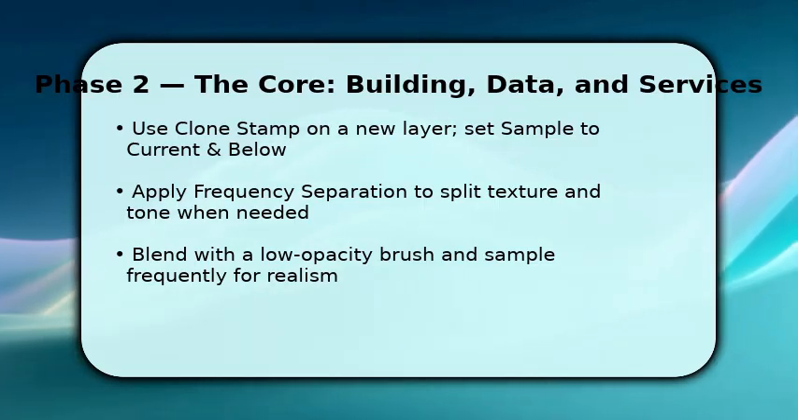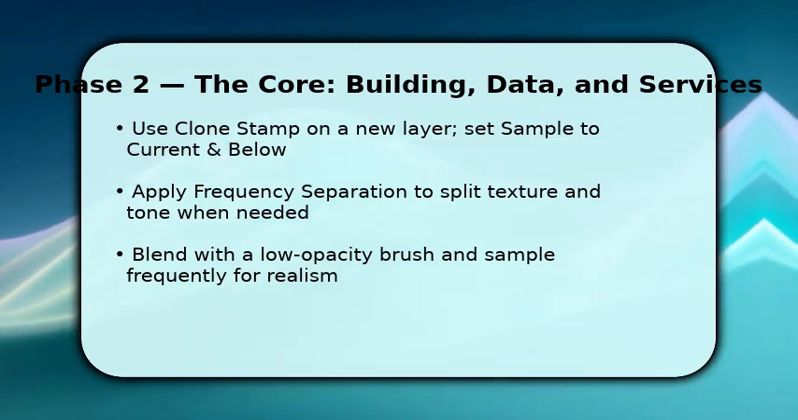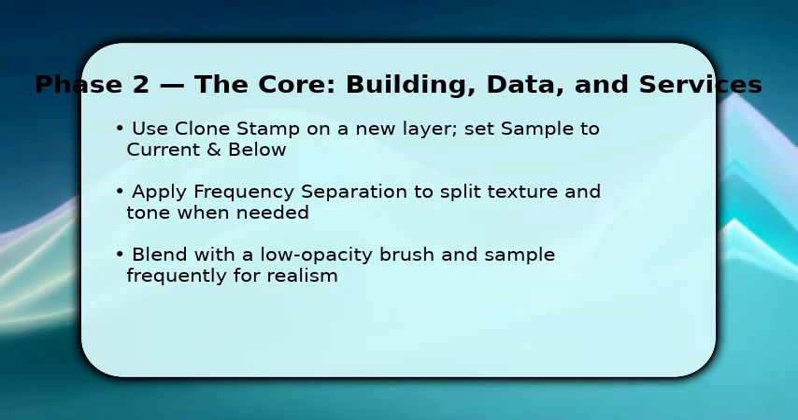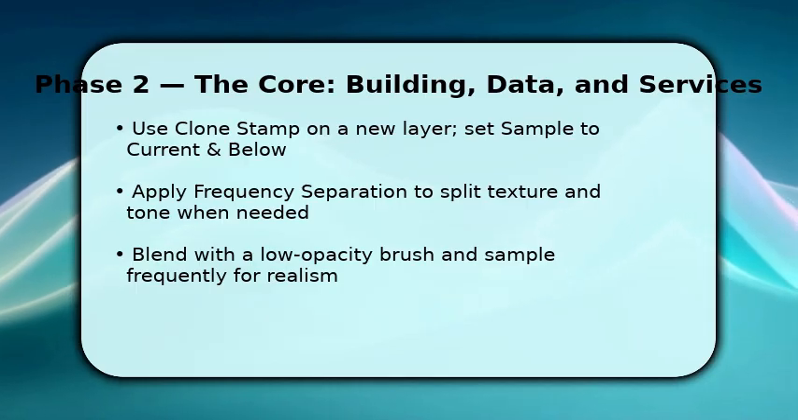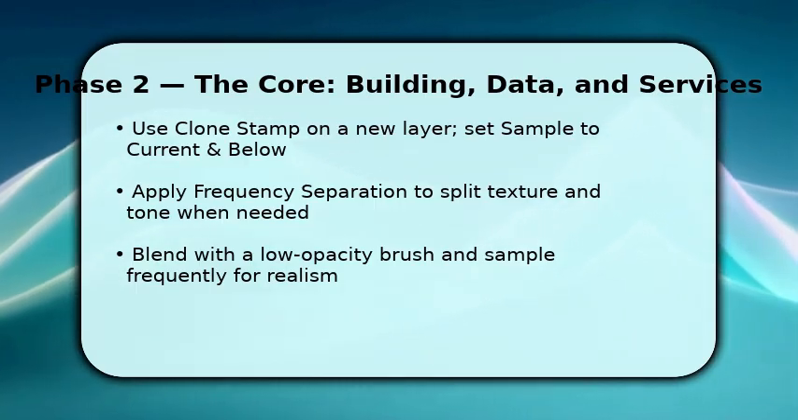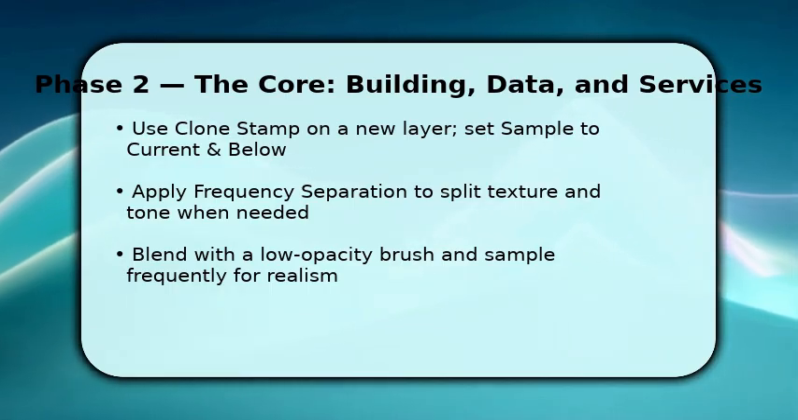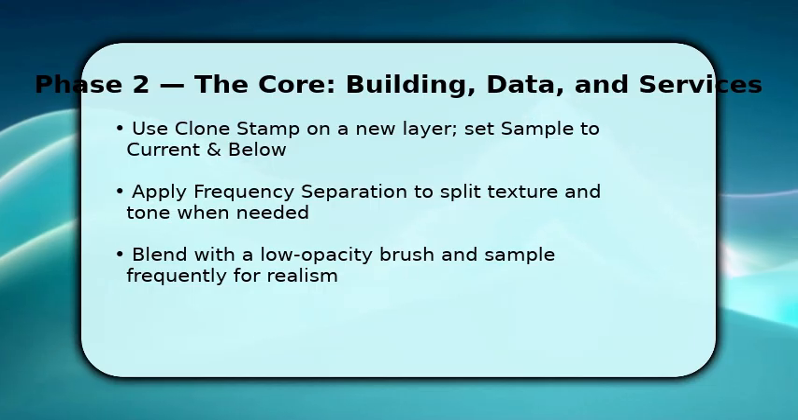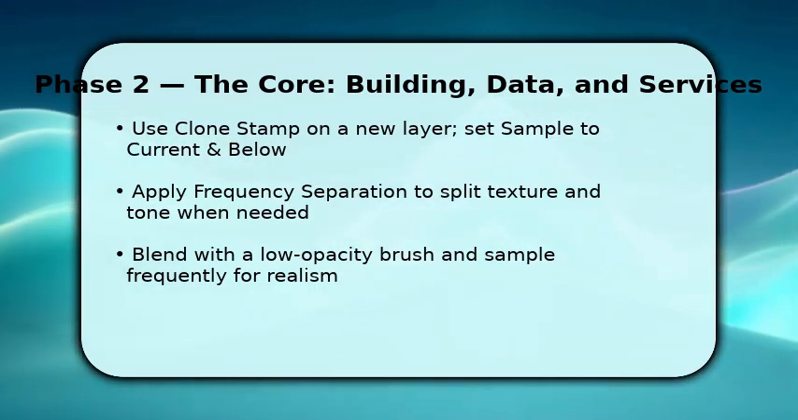Create a new layer and use clone stamp with sample set to current and below, cloning from clean nearby skin or background to rebuild form. If the line crosses texture, apply frequency separation to treat tone on the low layer and texture on the high layer. This lets you erase the streak without destroying pores or grain. Make sure to blend at low opacity and sample often, because subtle changes keep results natural.